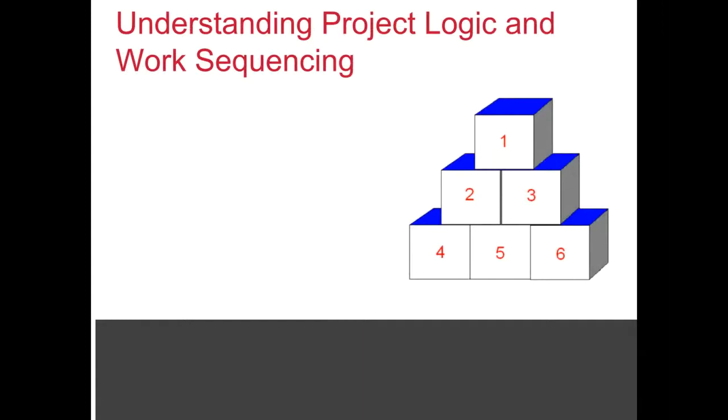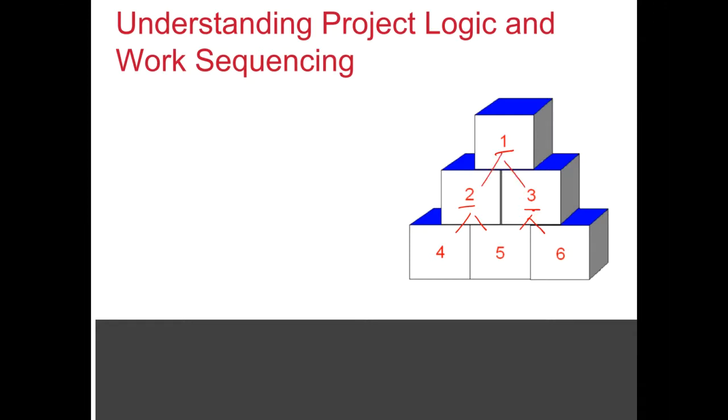Right. So once we have determined the key activities, it is important to put them in a logical order. So here you can see this simple construction of a pyramid. And now there is a certain logic to it. For instance, you cannot lay your block 2 unless blocks 4 and 5 are in place. And likewise, block 3 cannot be put in place unless you have got blocks 5 and 6 in place. And likewise, 1 cannot go in place unless you have got 2 and 3.